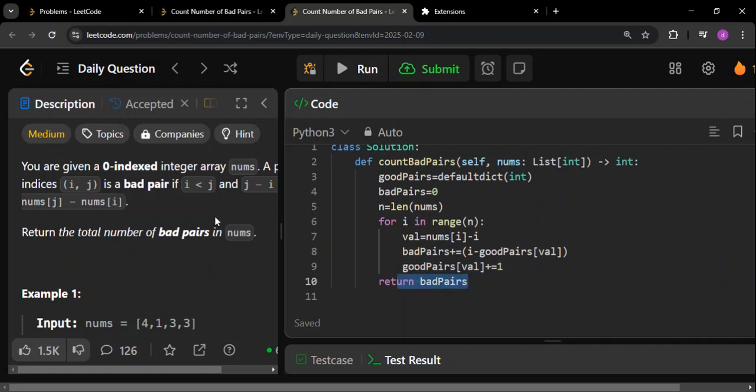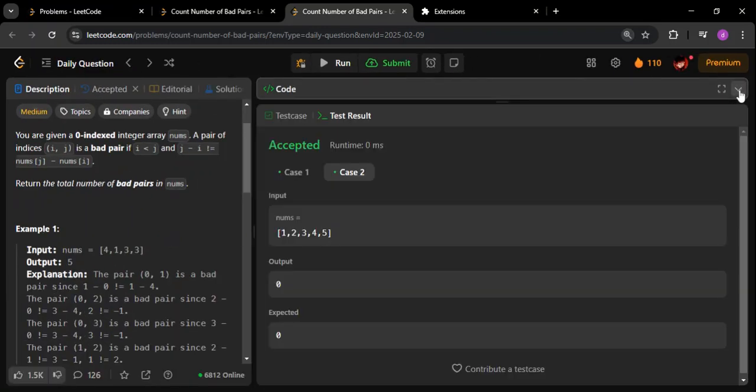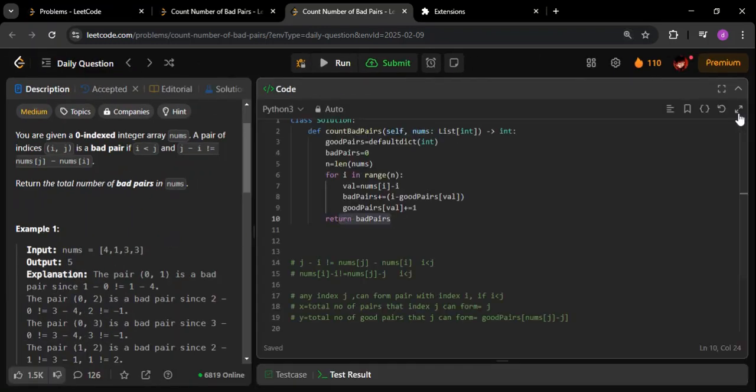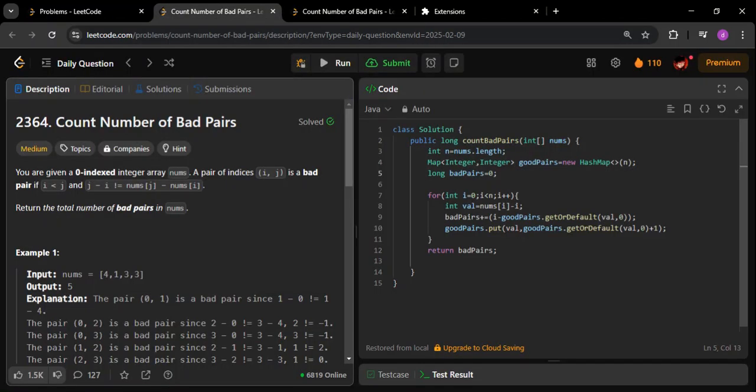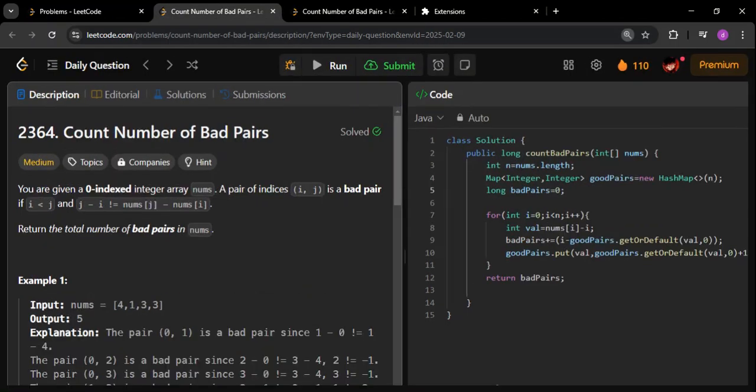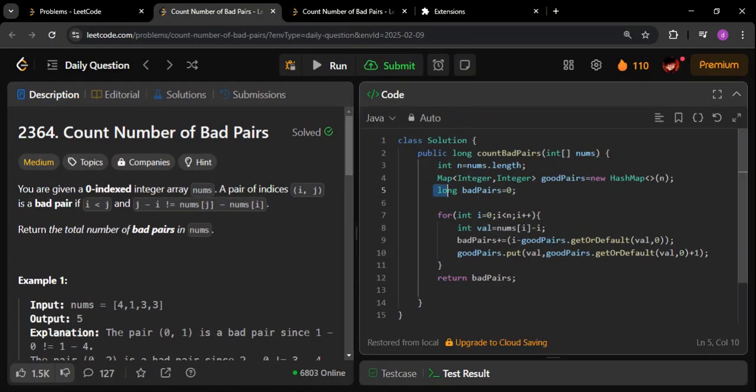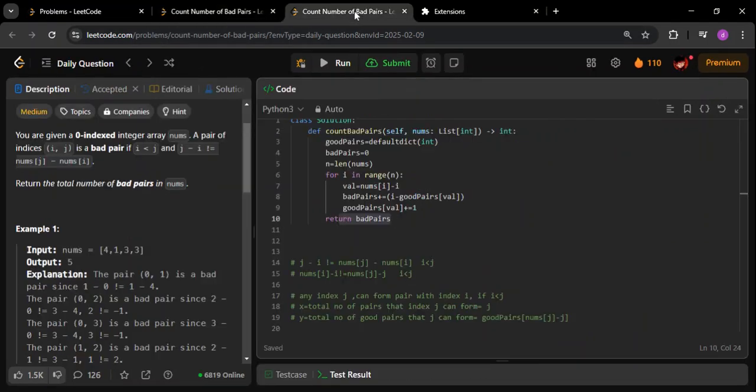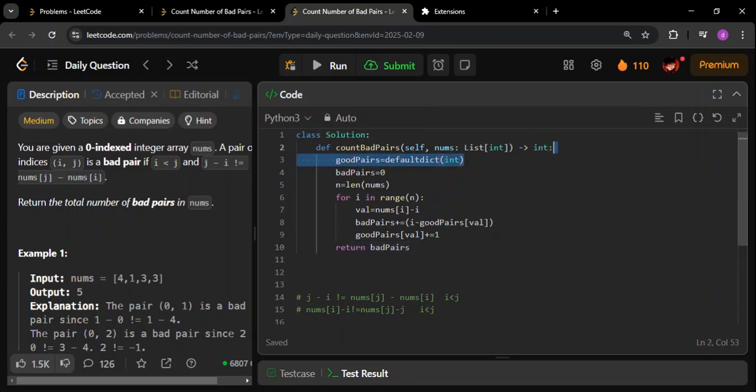So let me quickly run this and show it to you. As you can see, this is clearing all the test cases. Let me now quickly show you the Java solution for the same. Remember, the only difference here is that in this case you will have to return a long answer, a long integer. But in Python there is no such restriction, you can simply return an integer answer, as you can see here. But in Java we have to return a long answer.